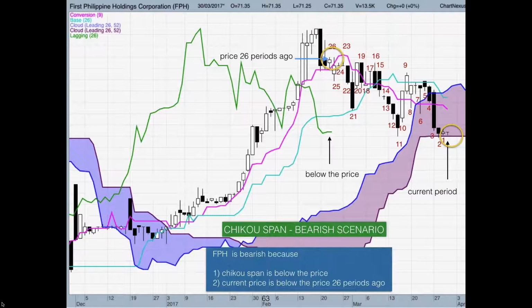If the current price is lower than the price 26 periods ago, then that would indicate that there's a strong potential for more bearish action to come, since price tends to follow trends. Now, FPH is bearish because the Chikou span is below the price and the current price is below the price 26 periods ago. Like we said earlier, price follows trends. So price is likely to keep going lower. That was the bearish scenario highlighted by the Chikou span.